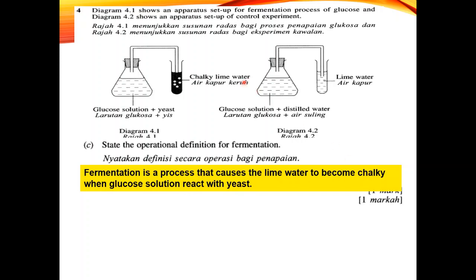So you can see chalky lime water. This is what you observe, right, from the experiment. So you write down the lime water to become chalky when glucose solution reacts with the yeast. When you put the glucose solution into the yeast, you can see this, right? The lime water turns chalky. So this is the way you write the fermentation.